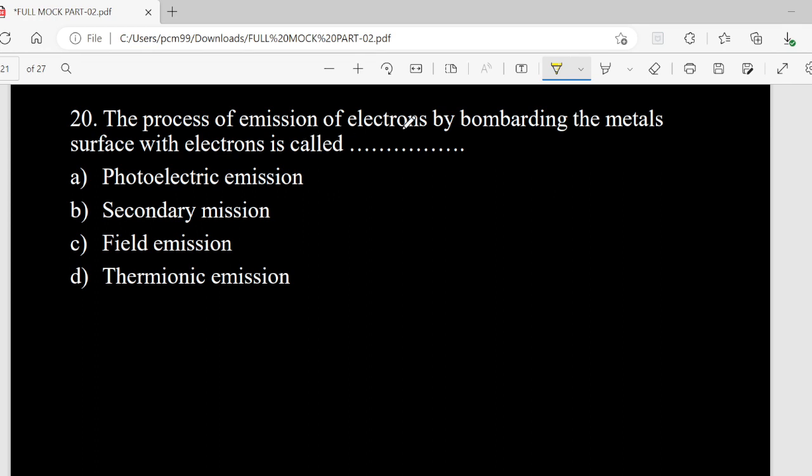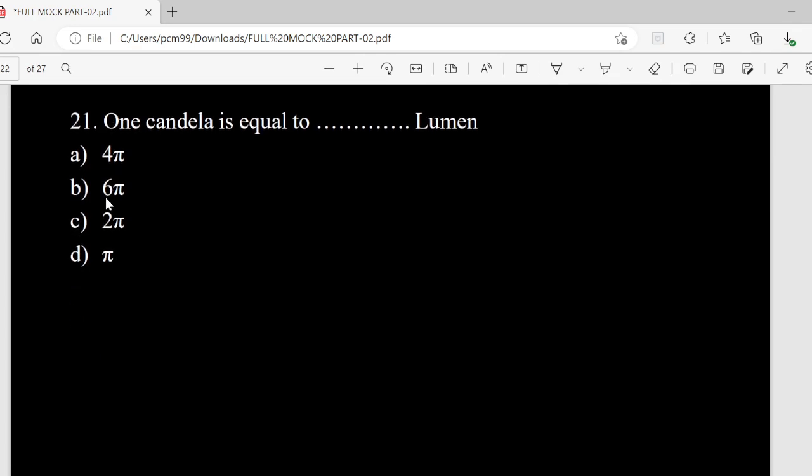The process of emission of electrons by bombarding the metal surface with electrons is called secondary emission. The correct answer is option B secondary emission. Next. One candela is equal to dash lumen. Option A 4 pi, option B 6 pi, option C 2 pi, and option D pi. The correct answer is option A 4 pi. One candela is equal to 4 pi lumen.